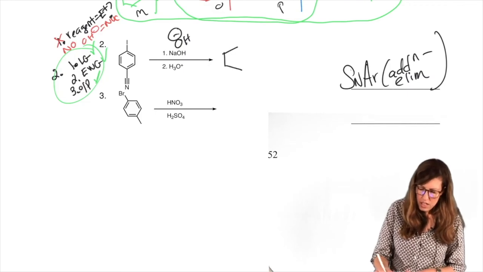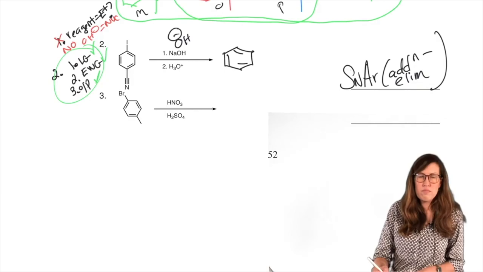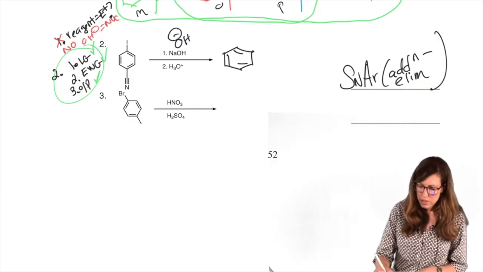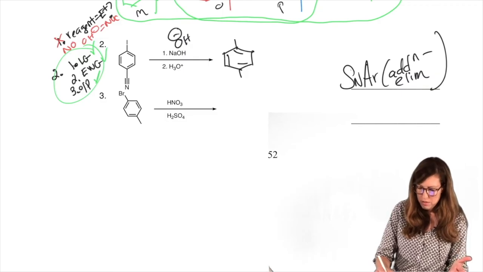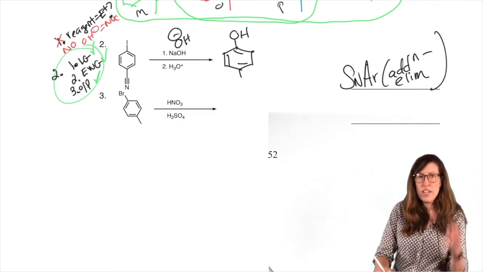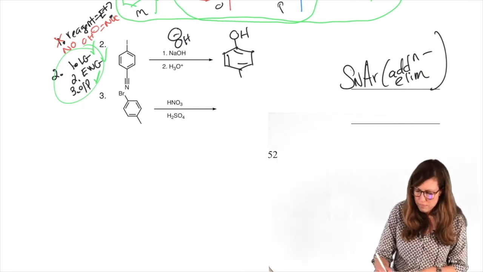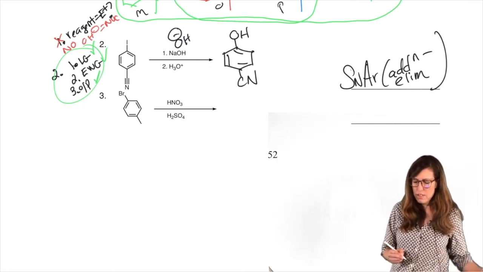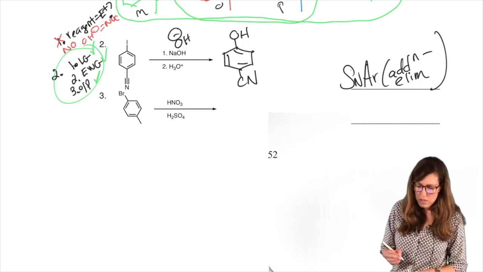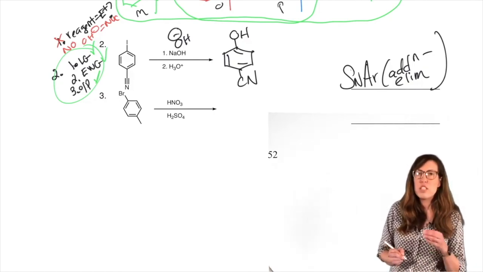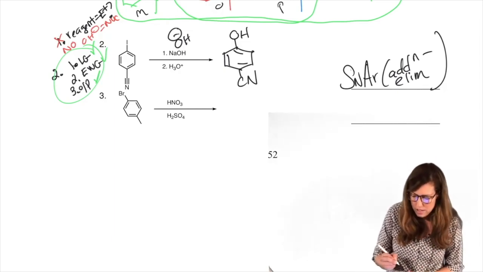I don't need the mechanism for this one unless you feel like that's what you need to get to solve it, but it's straightforward since we know it's substitution. The OH replaces the leaving group. There's none of this alpha business going on. I'll just write nitrile out with the CN. Okay, last example. These are good to drill lots and lots of them, but I want to give three just because they all come out with slightly different scenarios.